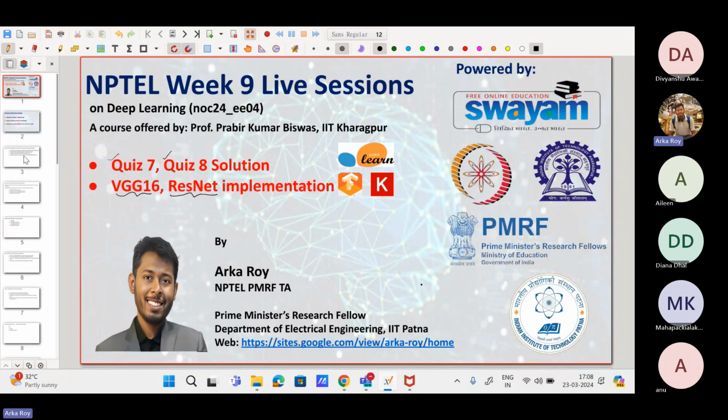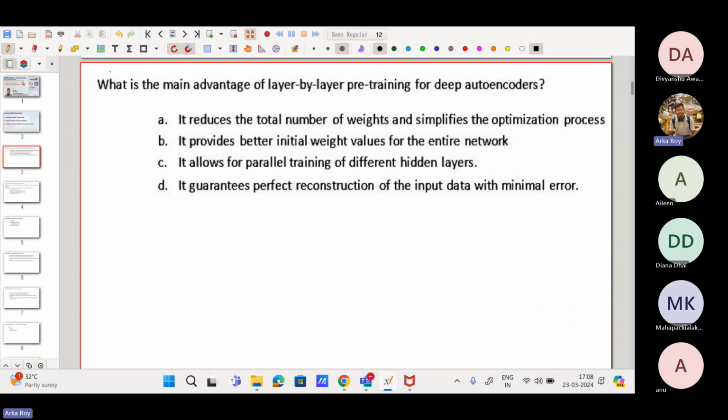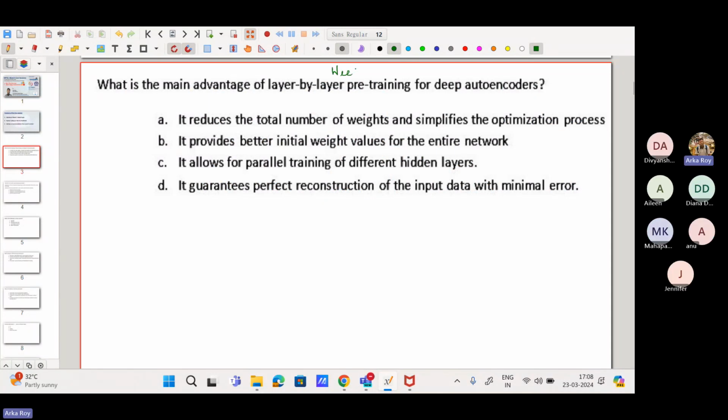So let's dive into the quiz part first. I will start with the week 7 quiz, and followed by that, we'll solve the week 8 quiz. Another thing is that there are 2 TAs in this particular course. If after completing the week 7, week 8 quiz, and the Python implementation, time exceeds, then there is another TA. He can take some practice questions for the week 9 quiz as well.